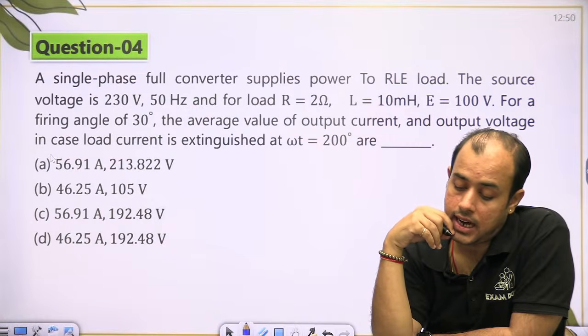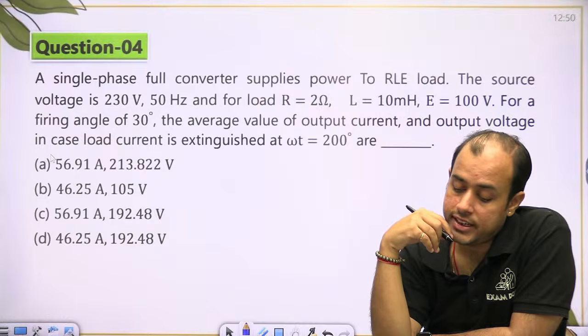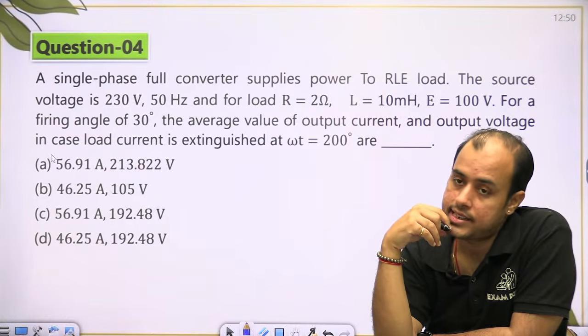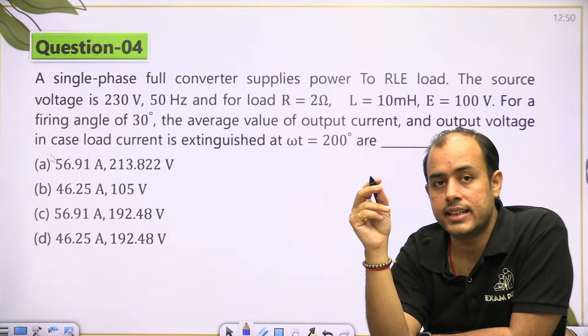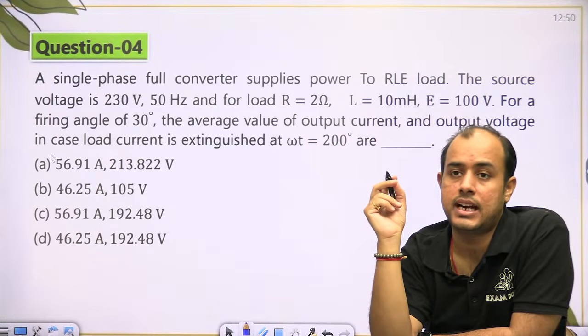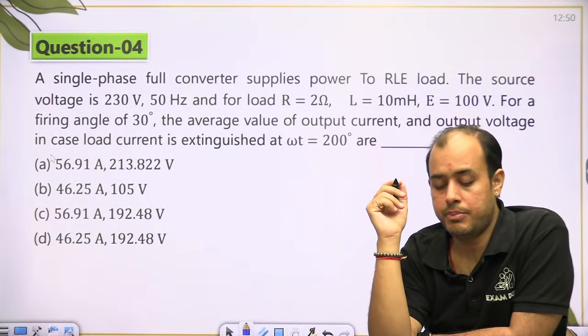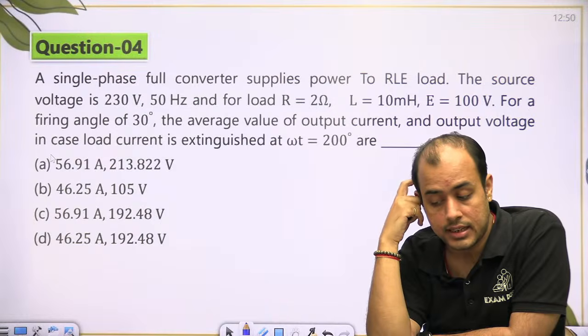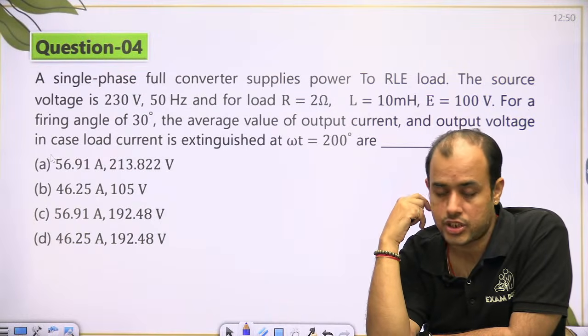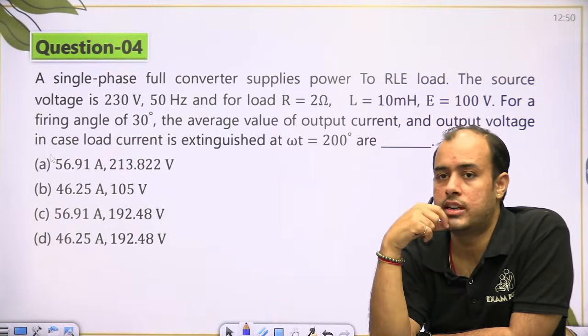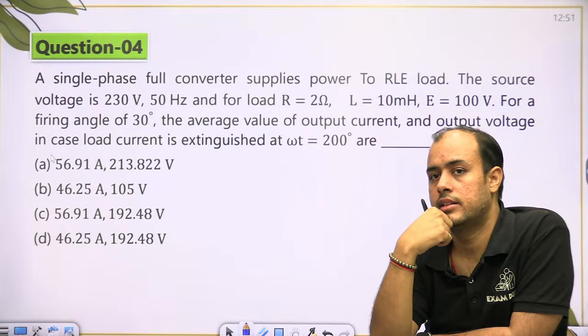चलिए नेक्स्ट. A single phase full converter supplies power to RLE load. Supply voltage, R, L, E is given, alpha is 30. I need average output current and voltage. If the load current is extinguished, that means beta is 200. If beta is 200, find the average output current and output voltage. चलिए.